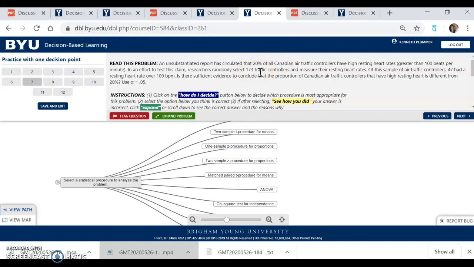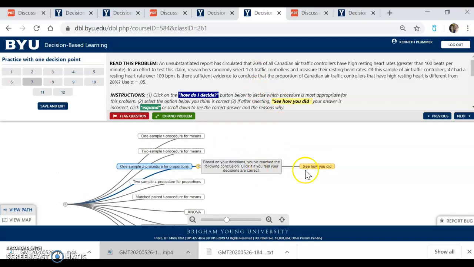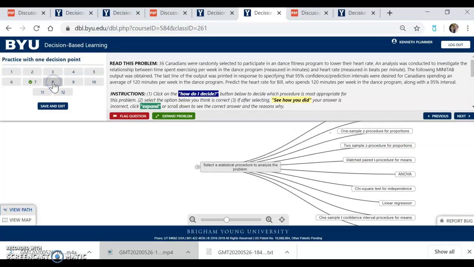We're comparing a sample proportion with a population proportion or a claim. So that would be a one sample z-test. That's just me processing that. And then I click, and then we see how I did. Okay. Then I go to the next one.